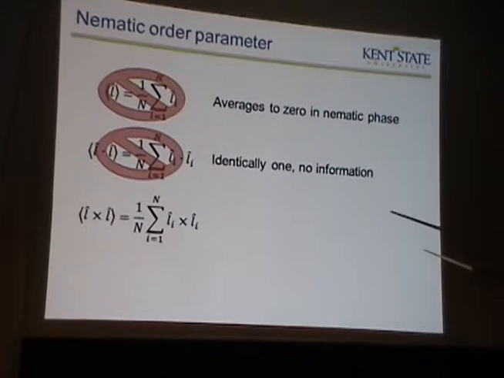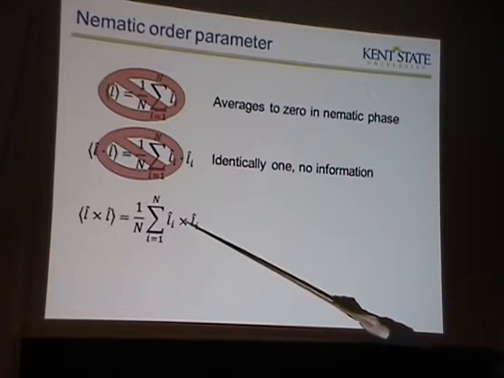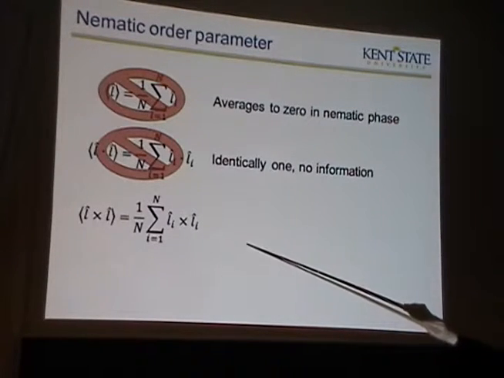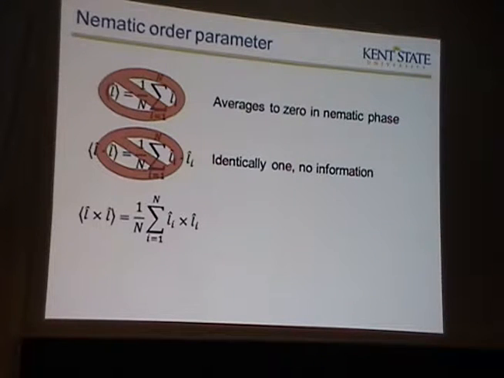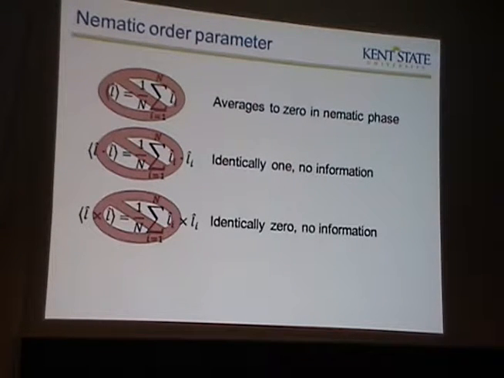How about the cross product? You take the vector cross with itself. Well, that's got a problem with it. It's always exactly 0, because any vector cross product with itself is exactly 0. So you're taking the average of 0. So none of those things will work.